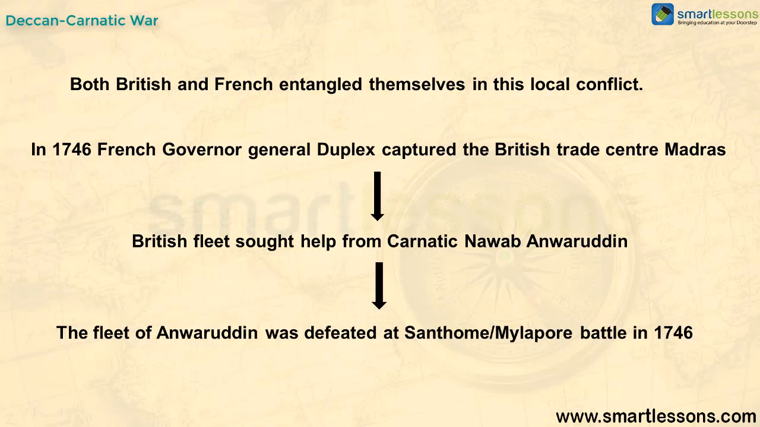In 1746, the French Governor-General Dupleix captured the British trade center Madras. Immediately, the British asked for help from the Carnatic Nawab Anwaruddin. Then the force of Anwaruddin was badly defeated at the Battle of Saint Thome, or Mylapore, in 1746 by the French troops.